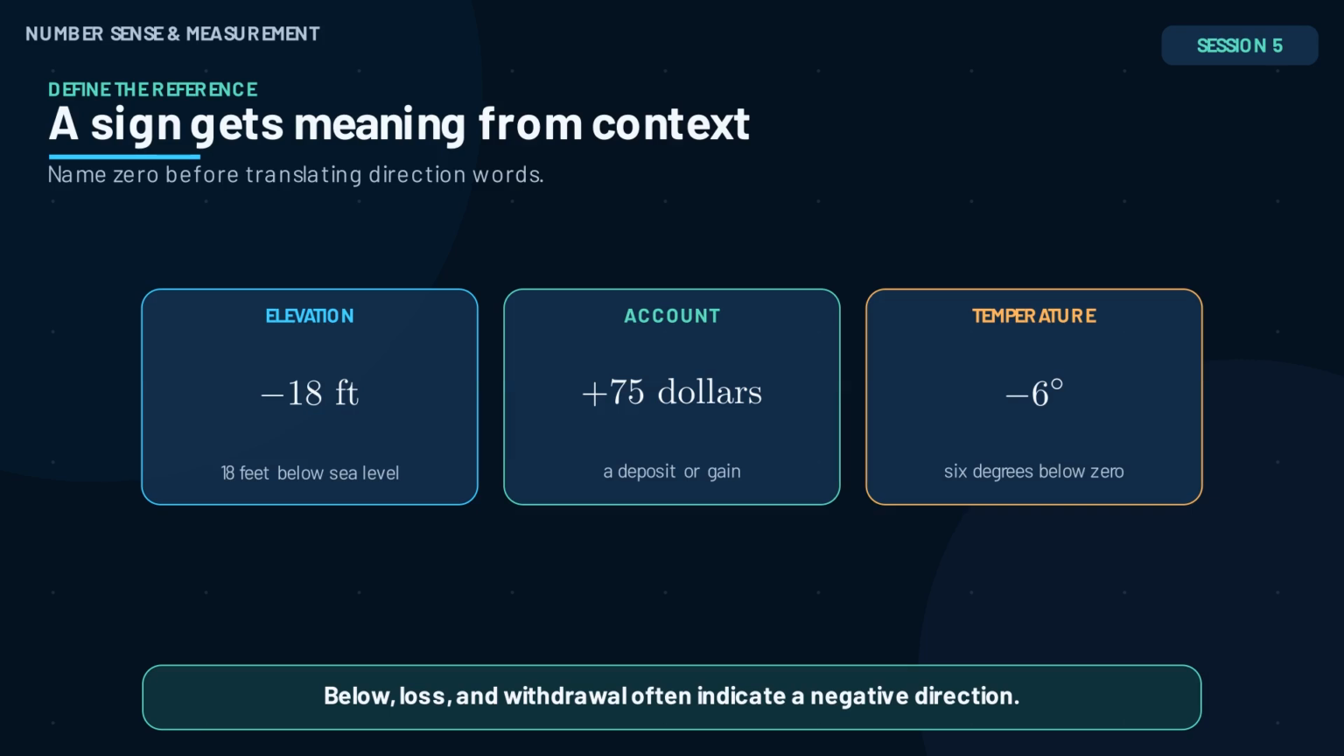If sea level is 0, 18 feet below sea level is -18 feet. A deposit of $75 is a positive change. A temperature 6 degrees below 0 is -6 degrees. Always connect the sign to the reference and direction in the situation.